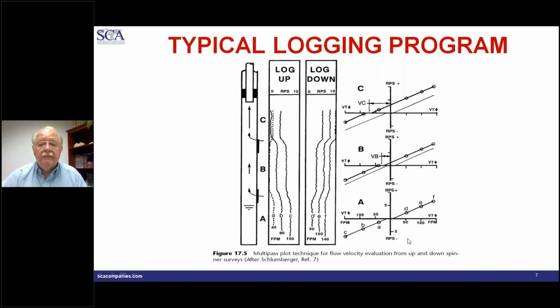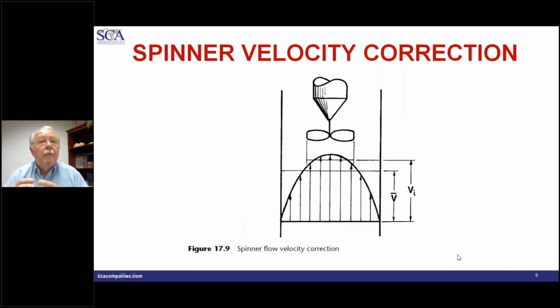What happens when we get the velocity? Well, then we have to convert it into the bulk flow rate, barrels per day, or whatever units you want to use. This illustrates one of the problems that we have. If we take that RPS and multiply it times the cross-sectional area of the pipe, in general, we're going to find we get too high of a velocity. That being the case, we have to cut it down a little bit.